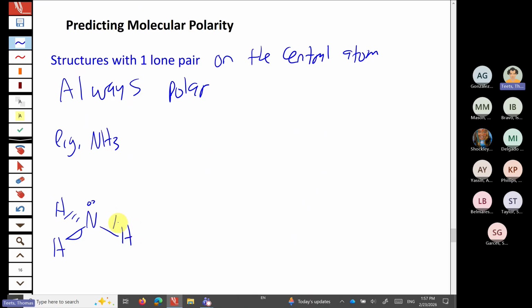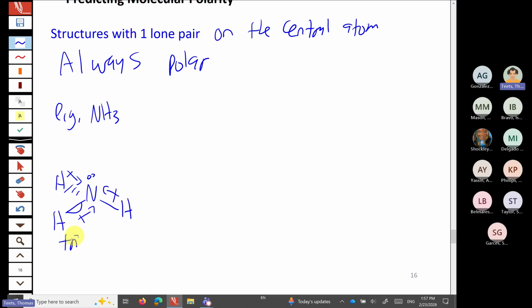Nitrogen is more electronegative than hydrogen, so you have dipoles all pointing towards it. But because there's 3 dipoles and the 4th position is a lone pair, they don't cancel each other out. So this is trigonal pyramidal, and this would be polar. Again, any structure with 1 lone pair is going to be polar. 1 lone pair on the center atom has to be polar.